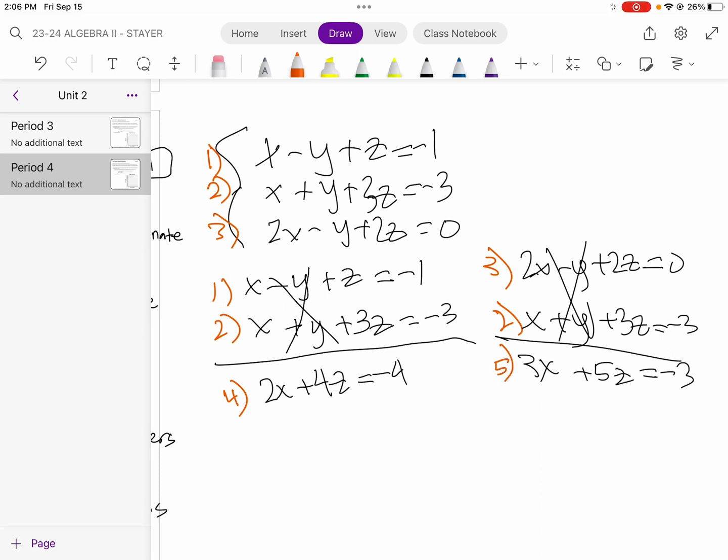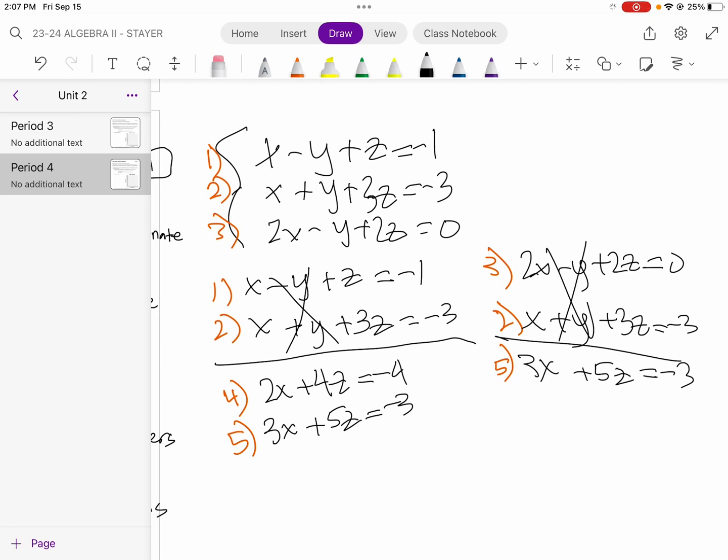Students, let's pair up 4 and 5. Let's pair up 4 and 5. So here's 5. Here's 3x plus 5z equals -3. Adele, what do you think? We have 4 and 5. We're going to cancel them again. Which letter, in your opinion, cancels nicely? Or which one are you going to choose to cancel?